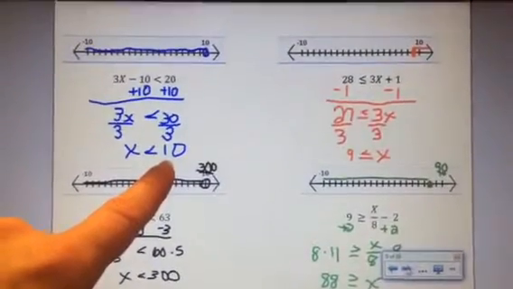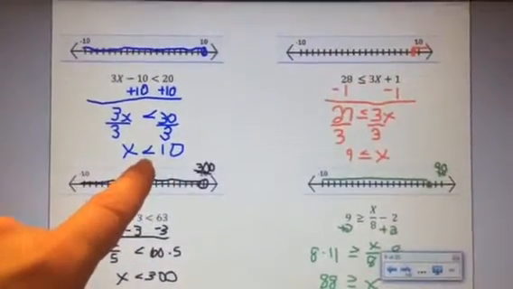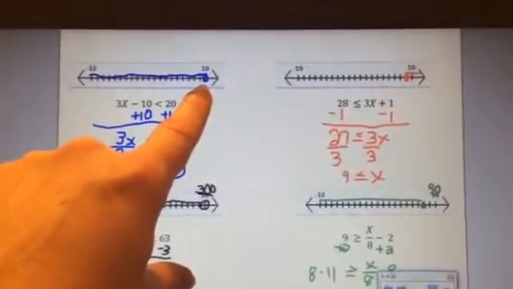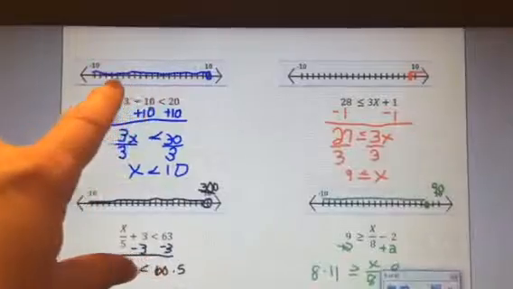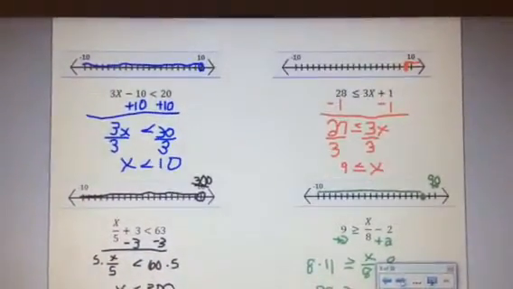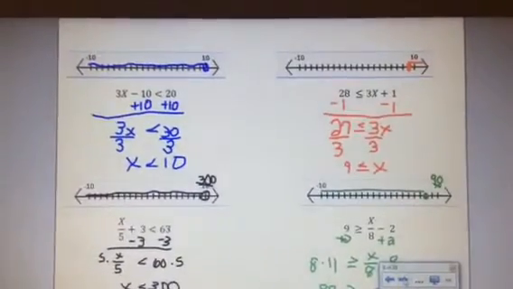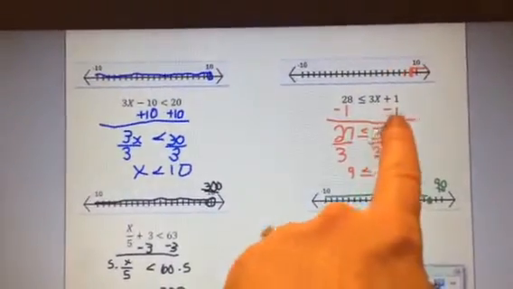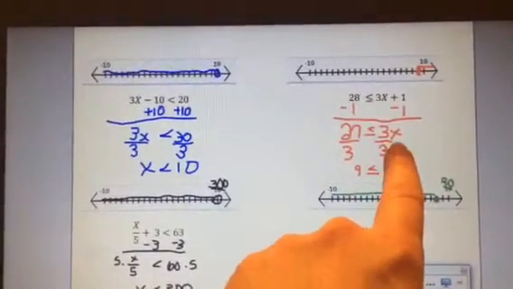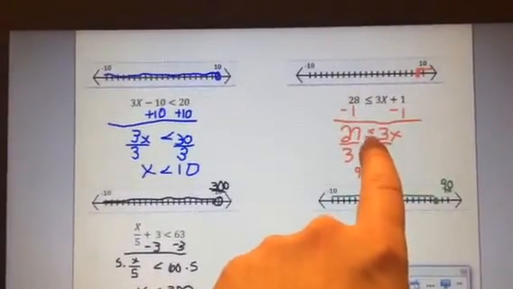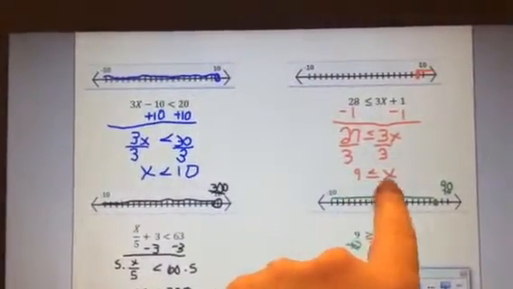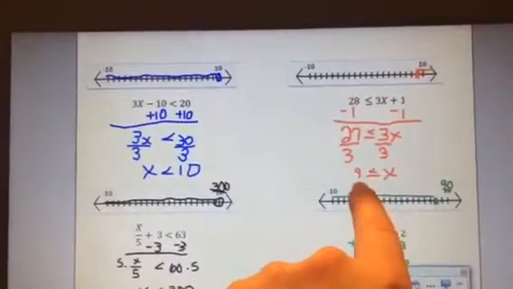And there's also a graph that goes with it. Since x is less than 10, we have an open circle at 10, and all the answers less than 10 will make that a true statement. Let's look at our next example. Solved it the same way. Minus 1, minus 1. We are left with 3x is greater than or equal to 27. Divide by 3, and I get x is greater than or equal to 9.